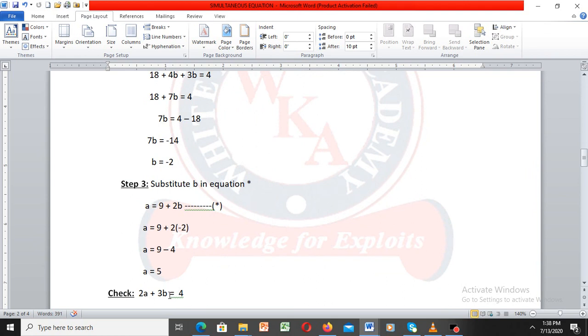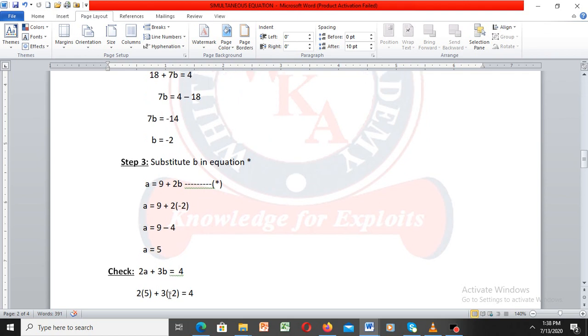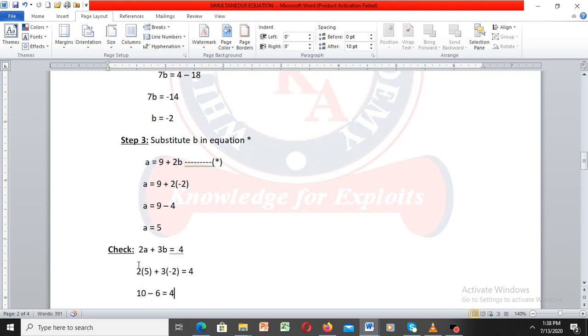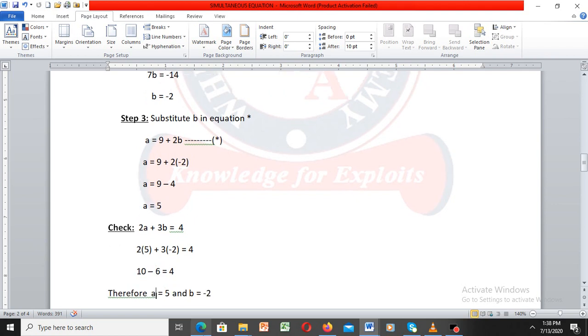Then let's do a quick cross check. We are going to be using the second equation. Our second equation is 2a plus 3b is equal to 4. So since a is 5, we remove a and put 5 there. And b is minus 2, remove b and put minus 2 there. So let's see whether 2 times 5 will give us 10. 2 times 5 gives us 10. Then 3 times minus 2 will give you minus 6. So 10 minus 6 is equal to 4. So that means that our value is correct.